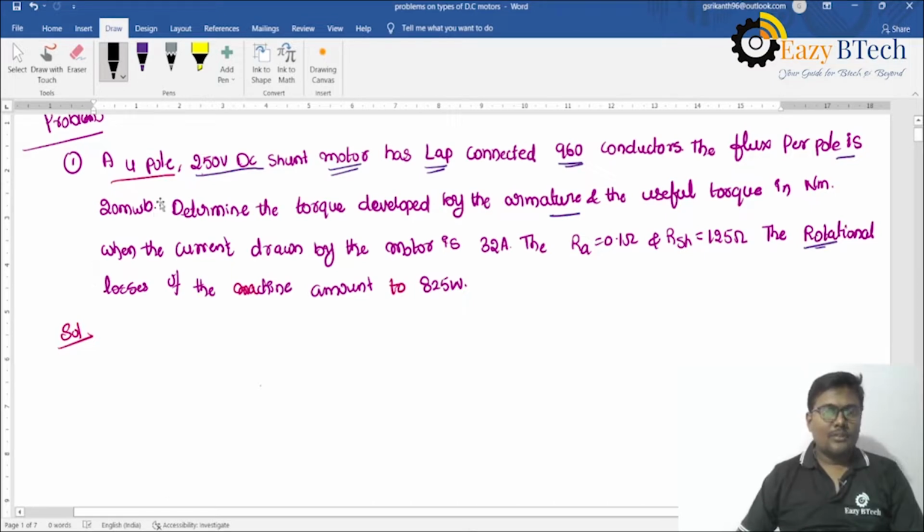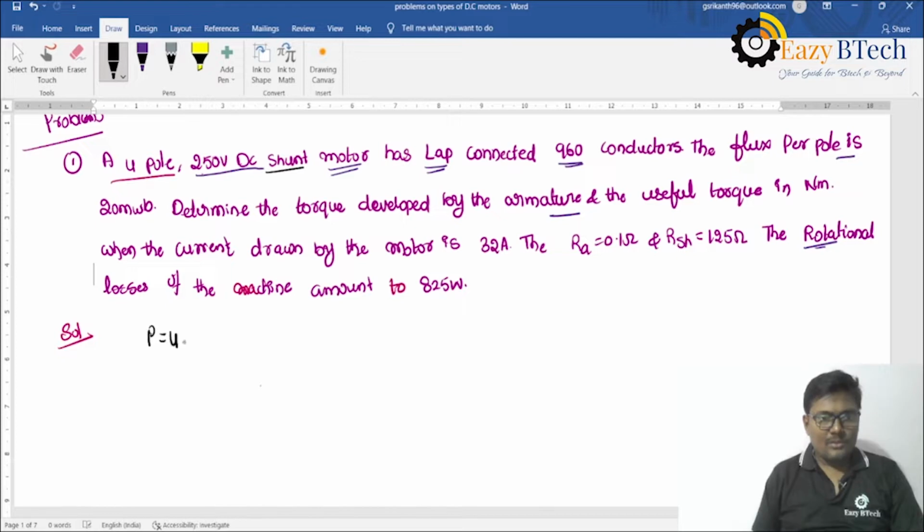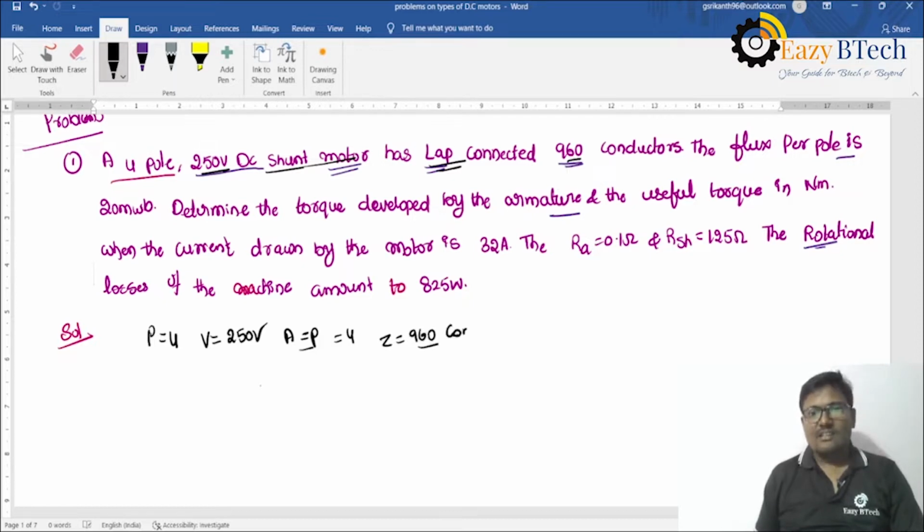A 4-pole 250 volts DC shunt motor means the number of poles is 4, and the supply voltage is 250 volts. If it is lap connected, the number of parallel paths equals the number of poles, so A is equal to 4. There are 960 conductors, Z is equal to 960. The flux per pole is 20 milliweber, that is 20 into 10 to the power of minus 3 Weber.